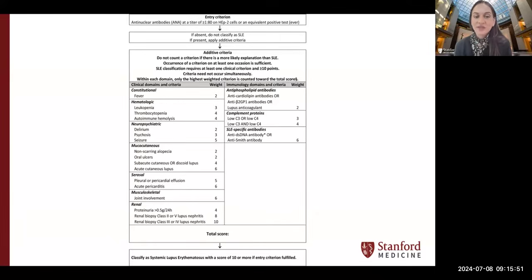So again, they can have low platelets, they can have a low white count, they can have inflammation of their lungs, they can have certain rashes. There are certain antibodies and serologies that can be positive.